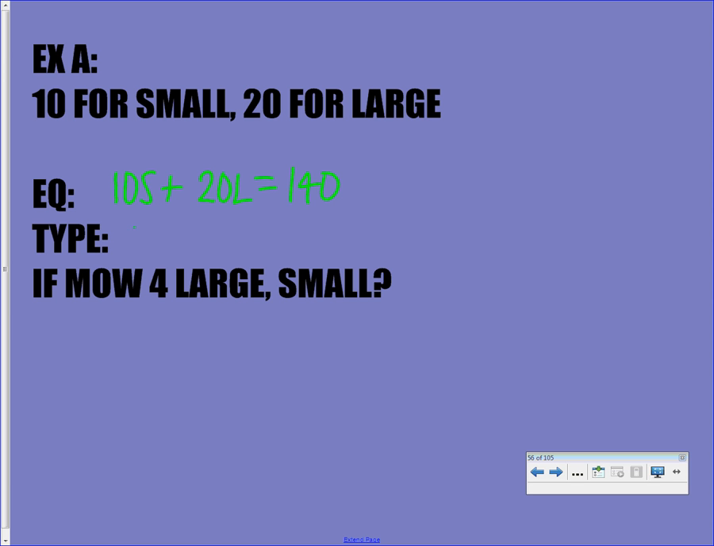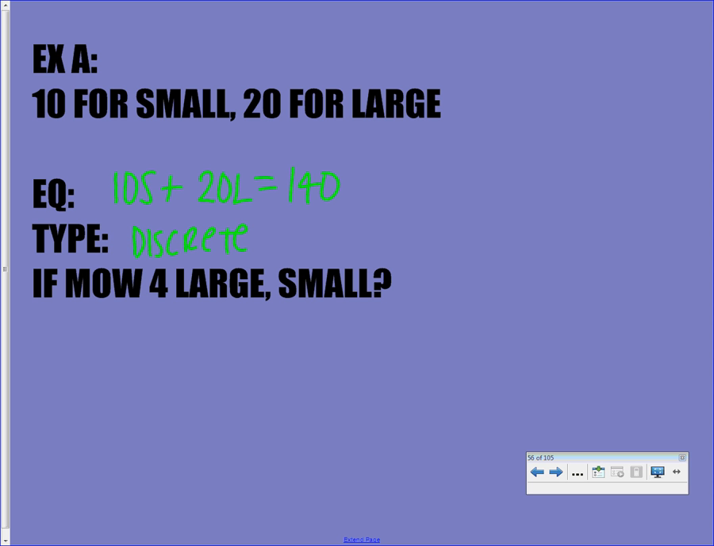Now this is going to be a discrete graph because I cannot mow half of a lawn or a third of a lawn. Now technically you could, but you would still not get that $20, that $10. So when we're talking about getting $10, you have to mow the entire lawn. So whole numbers, which equals discrete.